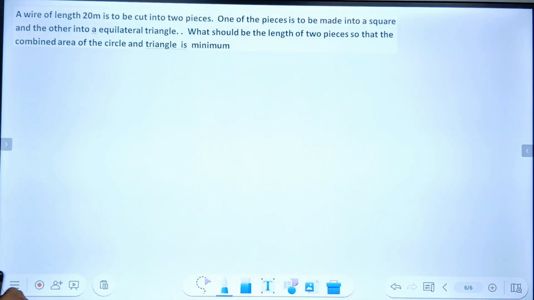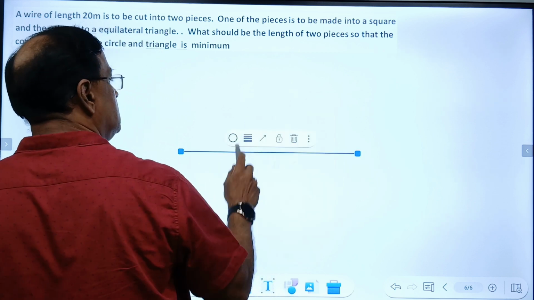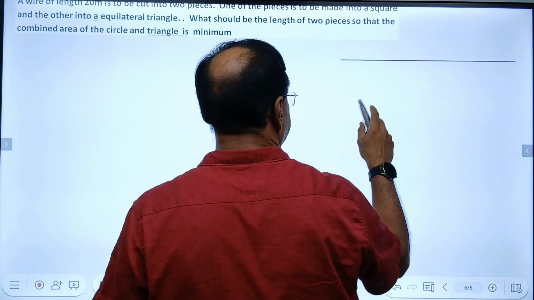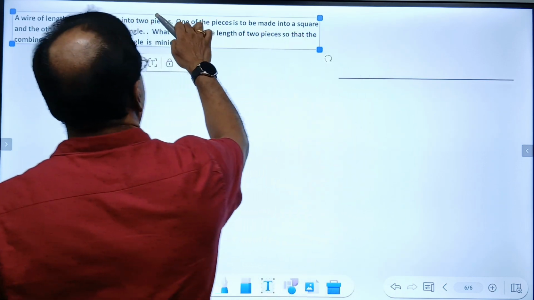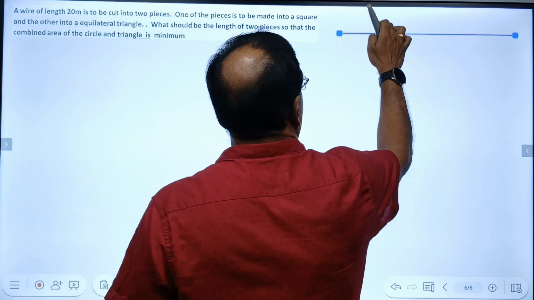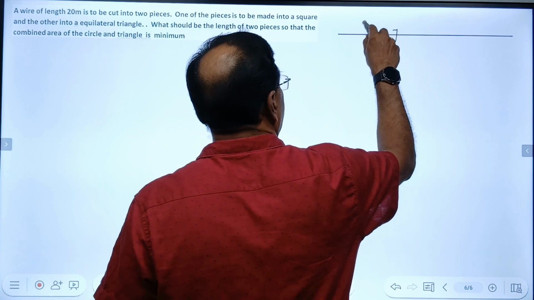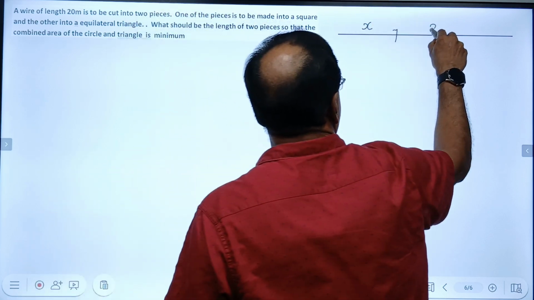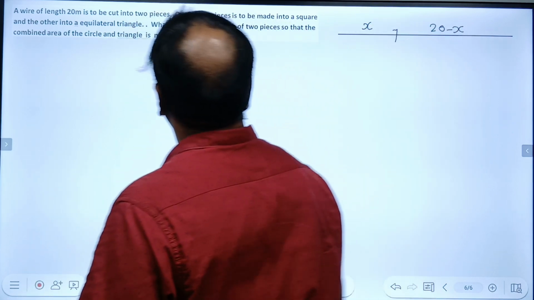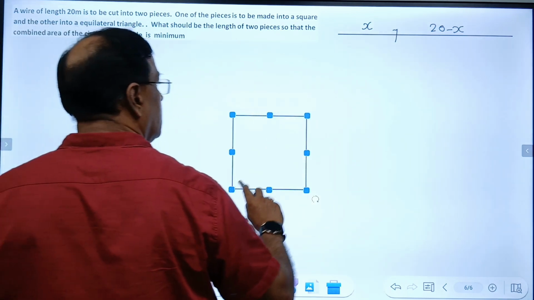Okay, this will be our last question for the day. Let's finish this. A wire of length 20 meters, so the same way, it is exactly like the previous question. A wire of length 20 meters is cut into two pieces, so I don't know where I'm going to cut, so I call it as X and 20 minus X. Now one piece is made into a square. This is just like the previous question. One piece is made into a square.